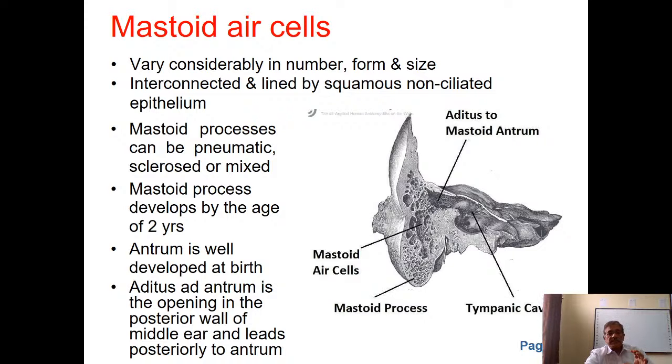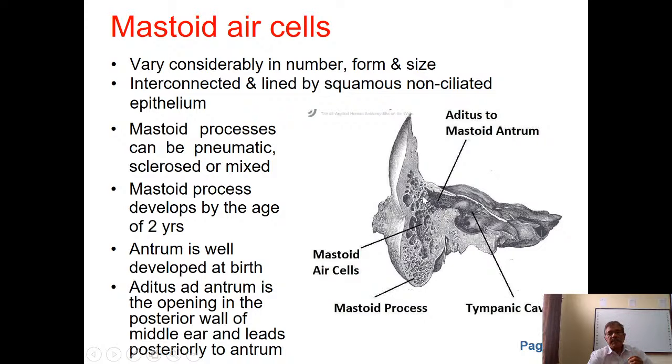There are three variants of the mastoids developmentally. One is cellular mastoid, where you have plenty of air cells present and in communication with the mastoid antrum. These air cells are described by name and by the structure to which they are in relation. Suppose there are some cells which are in relation to the labyrinth, that is the medial side. Medial side is the labyrinth.